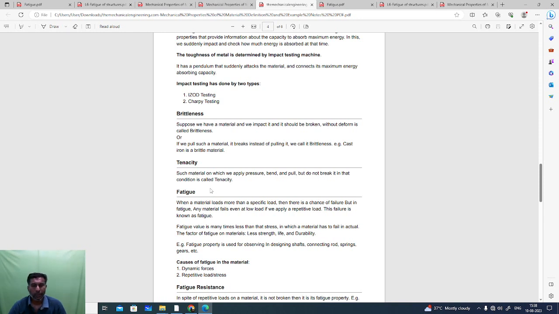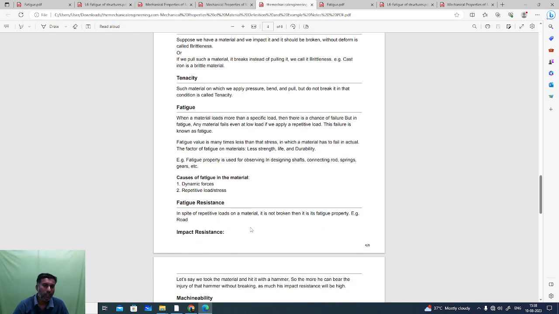Next, fatigue is a repeated cyclic load process. I already told about high strength and low strength, and the high durability factor of fatigue materials. For example, fatigue properties are used for observing and designing shafts, connecting rods, springs, gears, etc. Causes of fatigue in material are dynamic forces, repetitive load or cyclic process. It may be uniform load and then UVL, I already told, varying load.